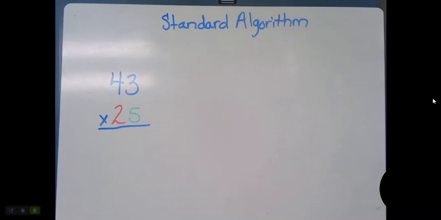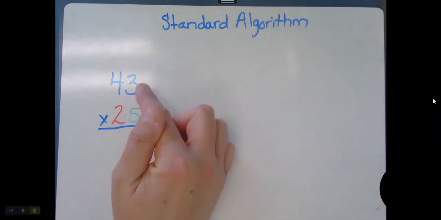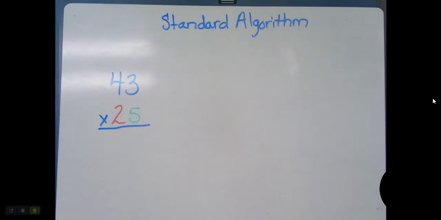Now the standard algorithm of a two-digit factor times a two-digit multiplier. I'm going to use the same problem, 43 times 25. So remember, we also learned the distributive property. In the distributive property, we multiplied 43 times 20 and 43 times 5. The standard algorithm is essentially the same exact process. We're just not going to pull it apart or distribute the numbers.